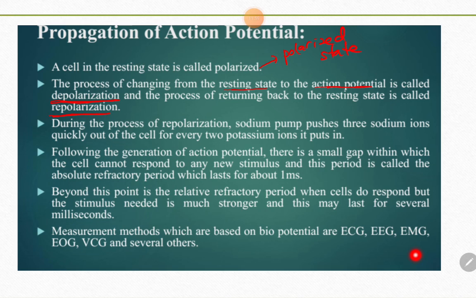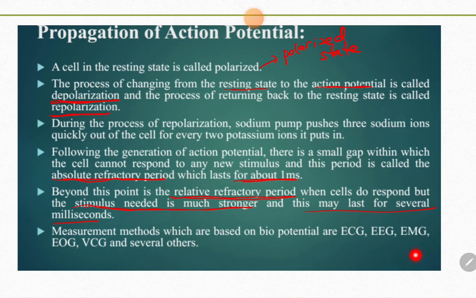Okay, so hasil daripada the generation of the action potential akan ada satu small time frame di mana sel dia tak boleh terima any new stimulus, and this period is called absolute refractory period, which lasts about 1 millisecond. Okay, masa ni dia tak boleh terima apa-apa selepas aktiviti action potential tersebut. Okay, and then beyond this point, selepas absolute refractory period, ada relative refractory period. And bila sama juga cell do respond, but the stimulus needed is much stronger. Okay, and this may last for several milliseconds.